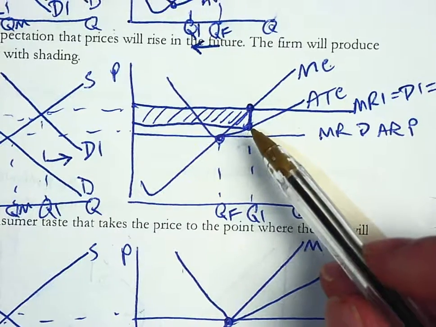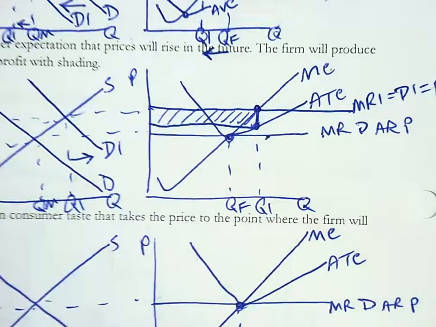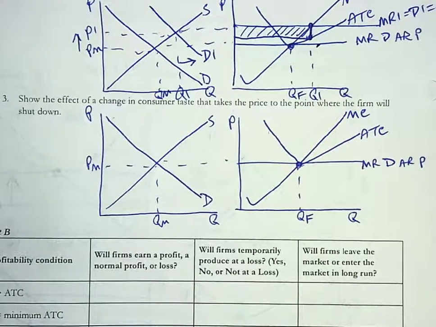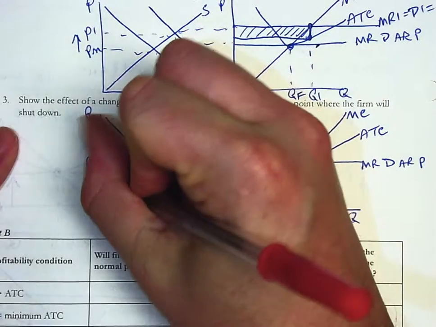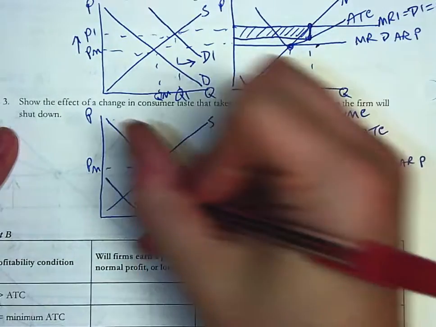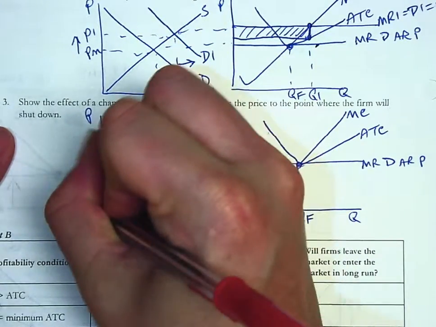DARP. It stops at the ATC, and that tells us that that's the profit rectangle. Okay. Now, the last one, show the effect of a change in consumer taste that takes the price to the point where the firm will shut down. So the demand is going to fall really low in order to make the firm shut down. And our new price is going to be super low.